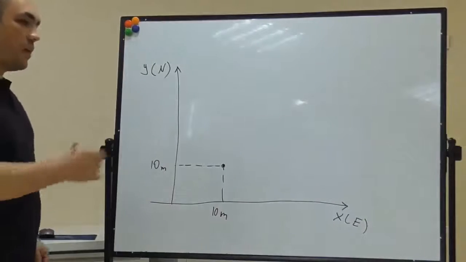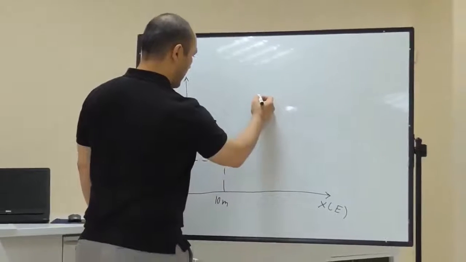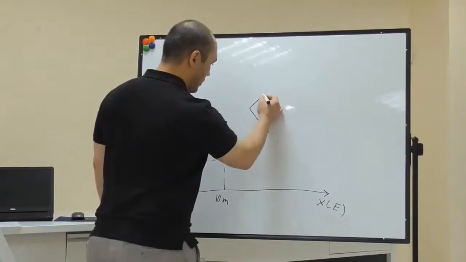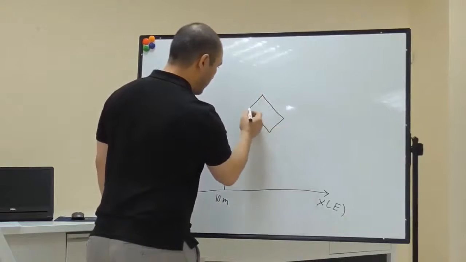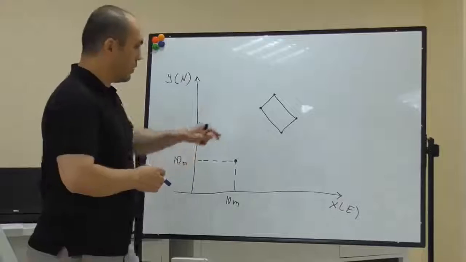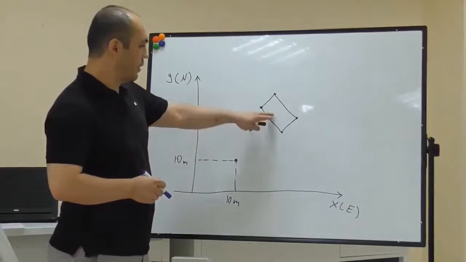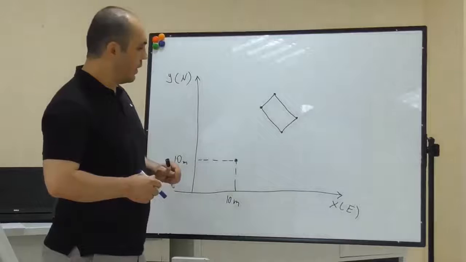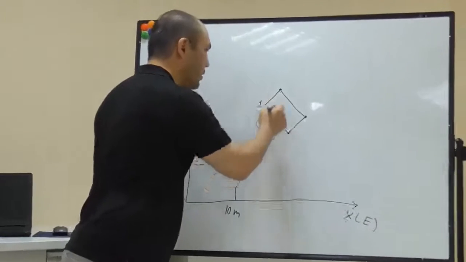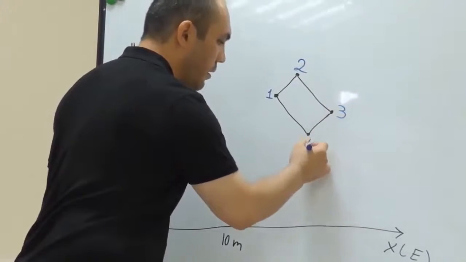This is approximately the table. This is my rectangular table, and I have to find the coordinates of points 1, 2, 3, and 4.